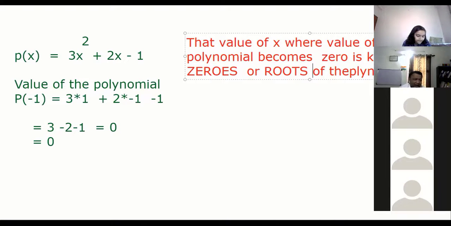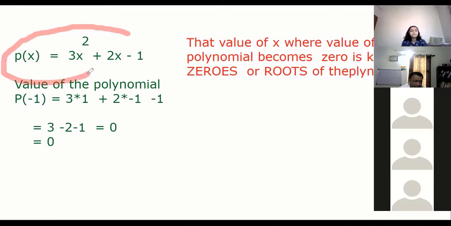So here if I ask you, what is the root of this polynomial? You will say the root of this polynomial is minus 1. Or if I ask what is the zero of this polynomial, you will say minus 1. Now a quadratic will have 2 roots. We'll come to this later. But the concept is that the zeros or roots of a polynomial mean that value where the whole polynomial becomes 0. That's it. Got it? As simple as that.